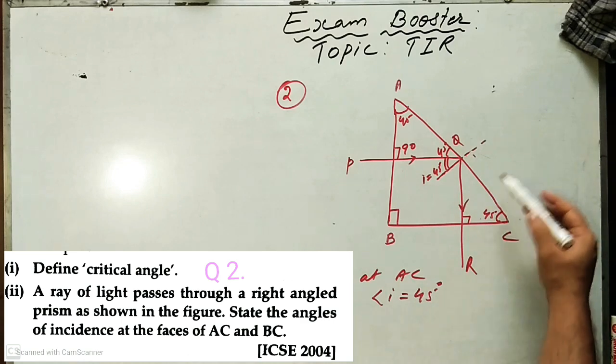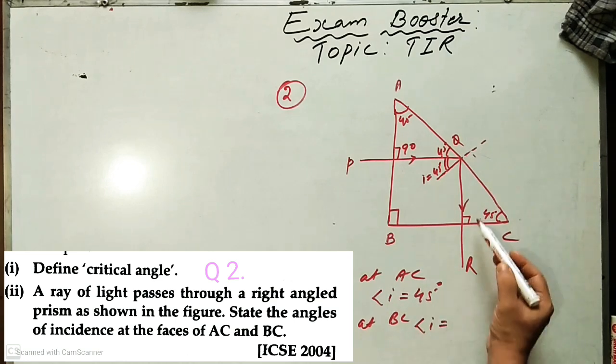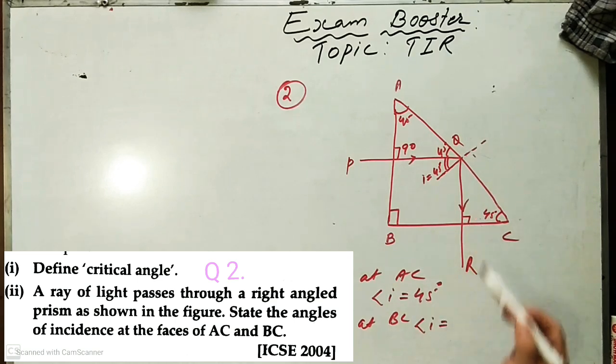All right. And at BC, angle of incidence is equal to, for normal incident, it is not 90 degree. Remember that it is 0. Angle of incidence is 0. So angle of incidence is 0 for normal incidence. Clear? So you get 2 marks here. 2 subparts, you get 2 marks. Is it clear? Okay, fine.